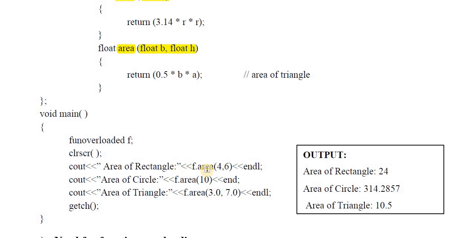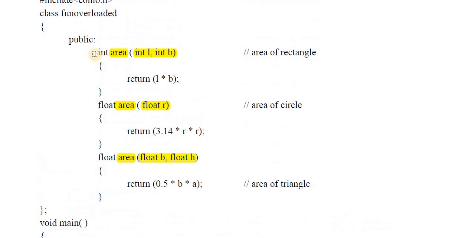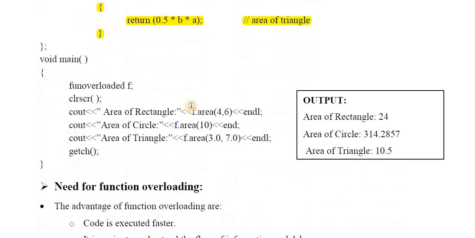Okay, here you can see, this is called function definition. Function definition means we are creating the function with body. So this is function definition. Here in the program, we are using the function with actual values. So this is called function calling. You can see in the first line, we are using function name with actual value. So this is called function calling. Area 4, 6, and here area 10, area 3.0, 7.0.